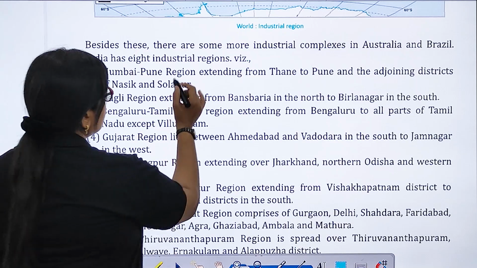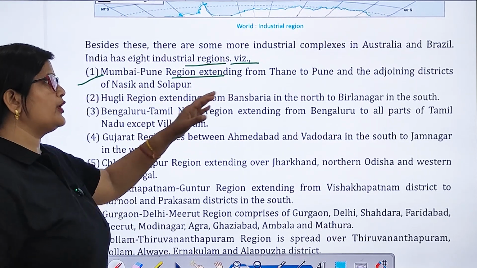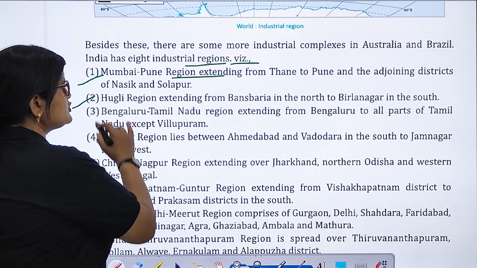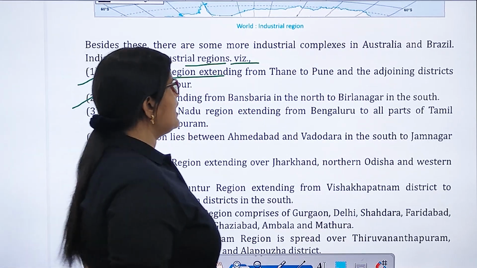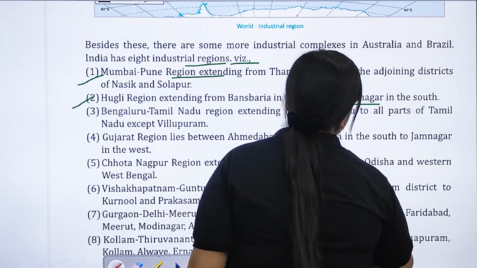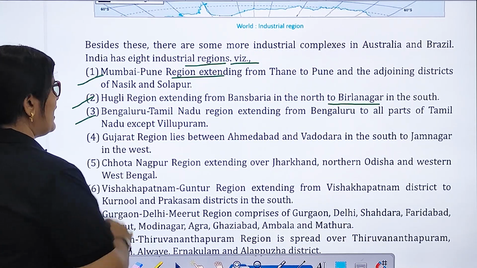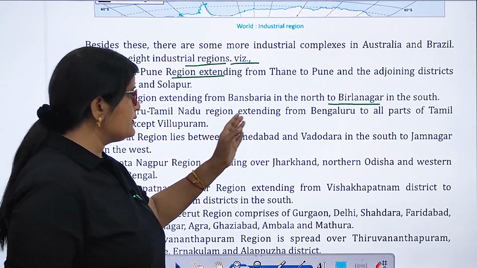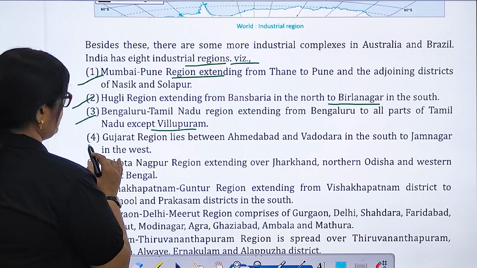India has 8 industrial regions, with the Mumbai-Pune region extending from Thane to Pune and the adjoining districts of Nasik and Solapur. The Hooghly region extending from Bansberia in the north to Birlanagar in the south. The Bangalore-Tamil Nadu region extending from Bangalore to all parts of Tamil Nadu except Villupuram.